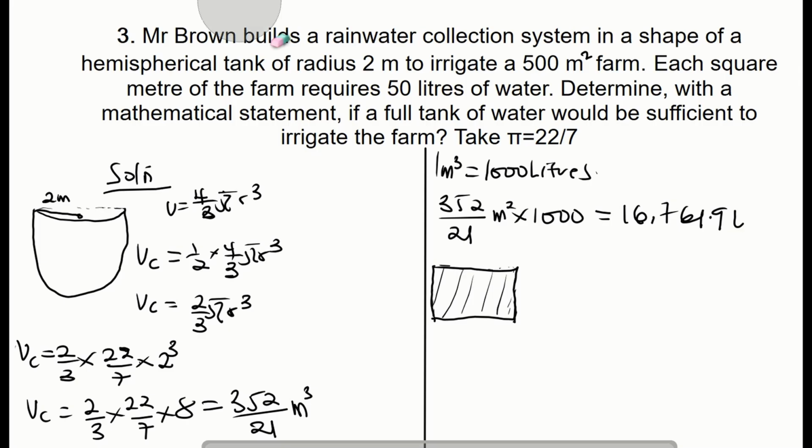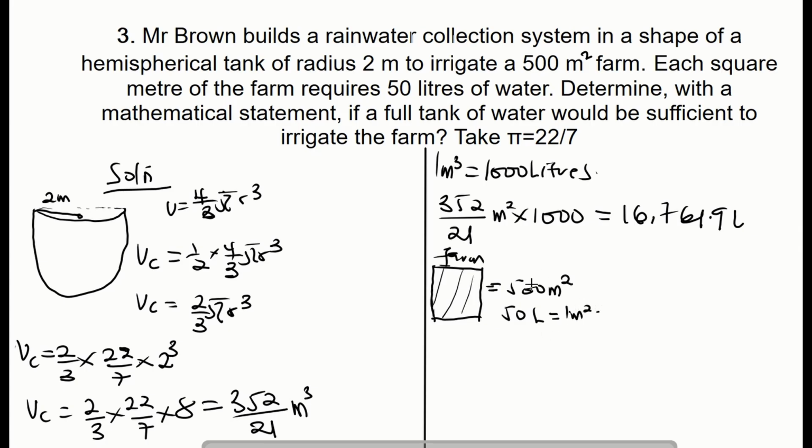Is rectangle. Let's put that well here. Okay, all right, but the area of this, so this is my farm, the area of this is given to us to be what? 500 meters square. But they say that each square meter of the farm requires 50 liters. So each one square, this is 500 of the squares. Okay, but we are being given that what? Each square requires 50 liters. It means that 50 liters is sufficient for just 1 square meter.